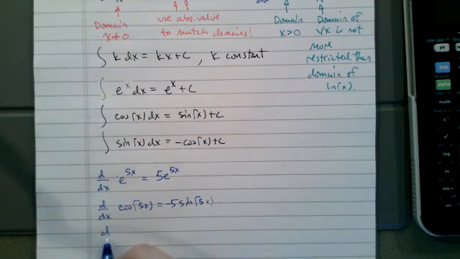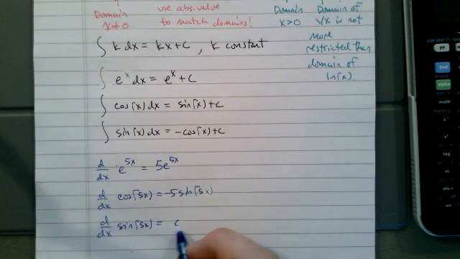The derivative of sine of 5x, once again, we have to use the chain rule. The derivative of sine of something is cosine of that thing times the derivative of the thing. So when we take the derivative of, say, sine of 5x, we get 5 cosine of 5x.